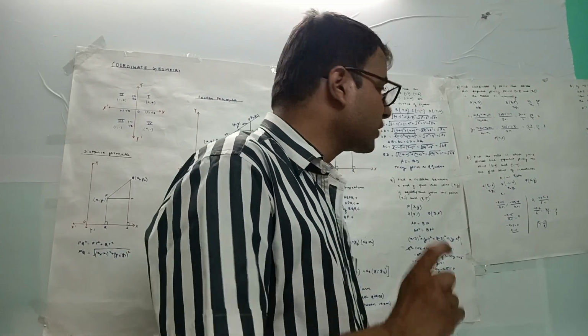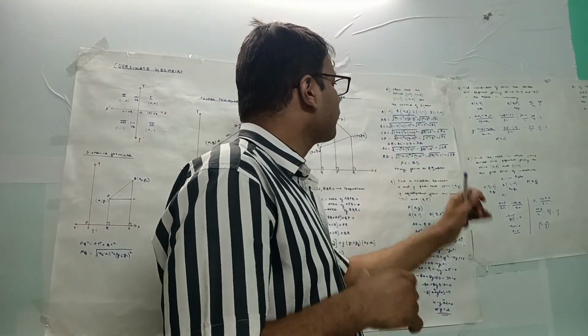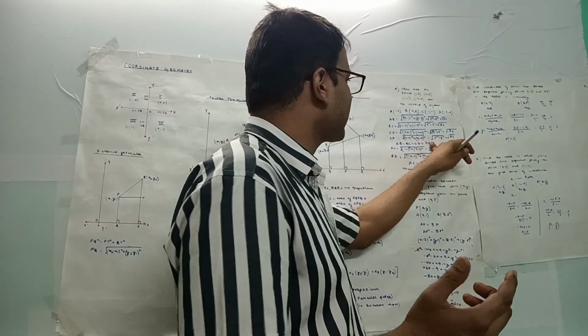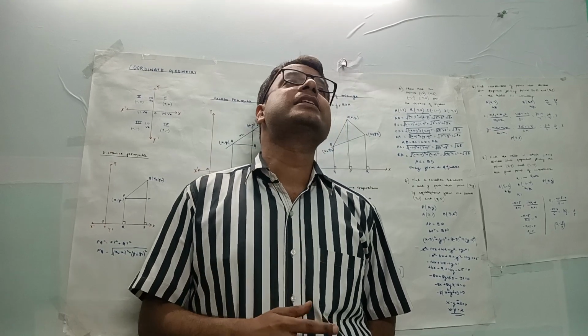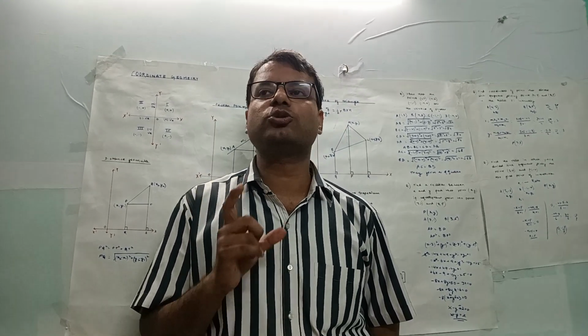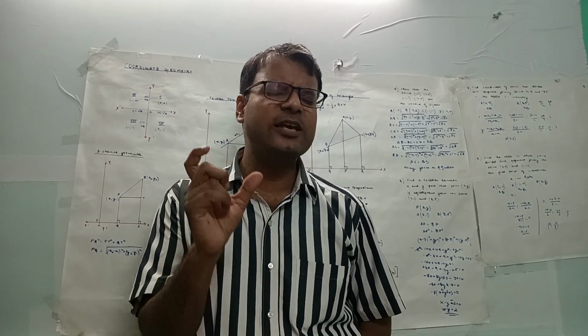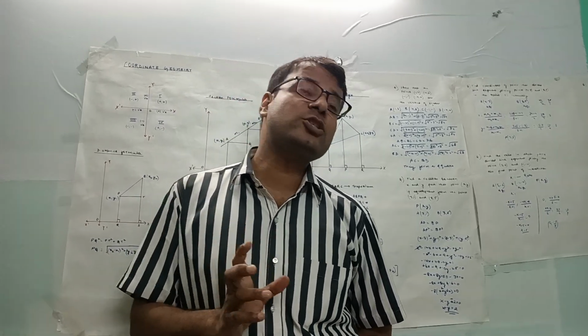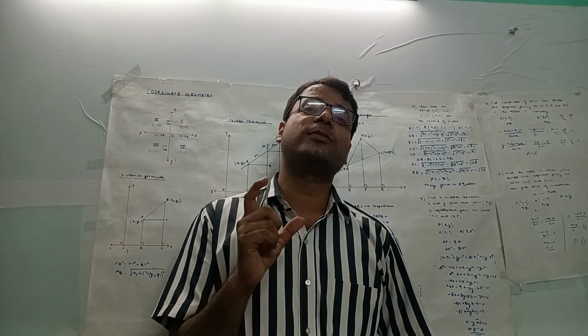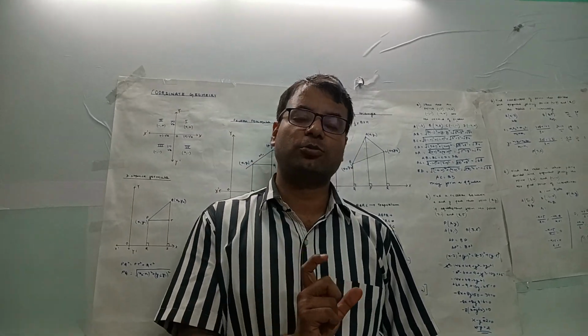Now we will find the fourth side, that is DA: under root (1 plus 4) the whole square plus (7 minus 4) the whole square, 5 square plus 3 square, that is 25 plus 9, that is 34. See, the lengths of all 4 sides, AB equals BC equals CD equals DA, are under root 34. But to have a square, the lengths of the diagonals must be equal, that is AC must be equal to BD.